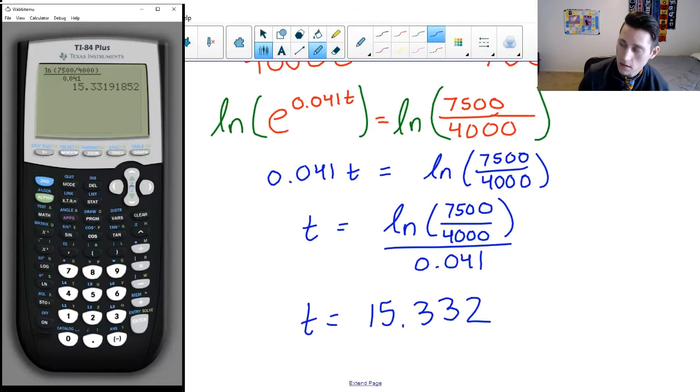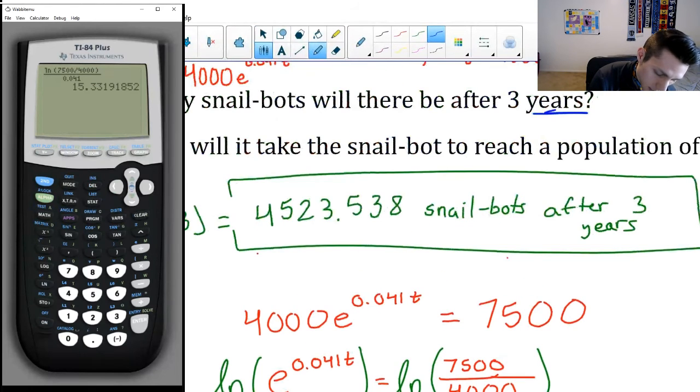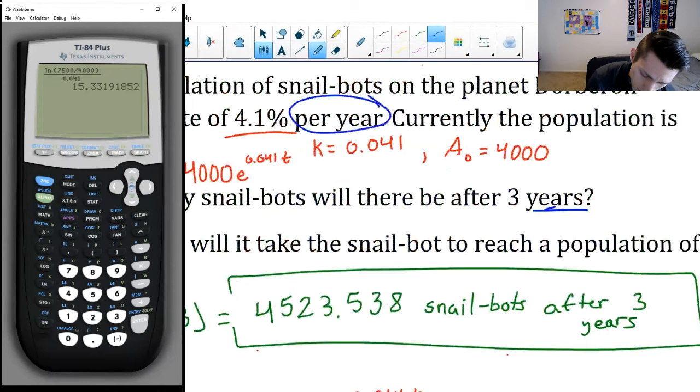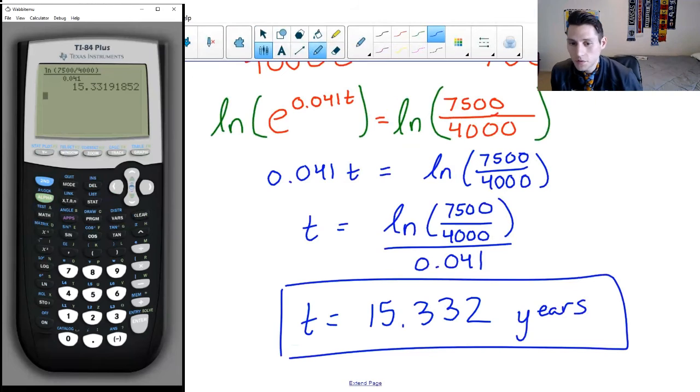15.332. See, it goes 3319, so that 9 rounds the 1 up to a 2 since we round to 3 decimal places. And what does this represent? We're talking about years, right, that growth rate is per year. So this t means it will take a little over 15 years to reach a snail bot population of 7,500, which again, I don't need to tell you how utterly horrifying that is. I mean, you thought viruses were bad. Well, just imagine 7,500 snail bots roaming your planet. It's just not going to go well.